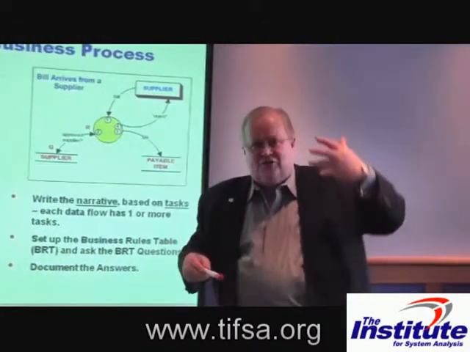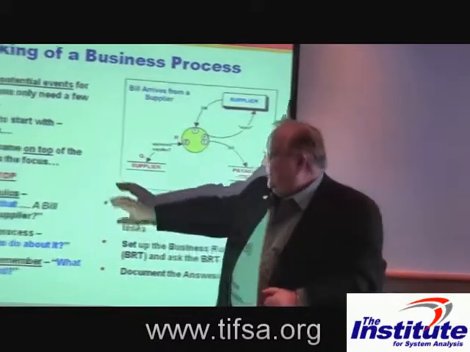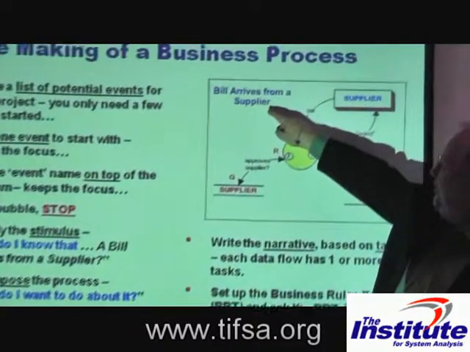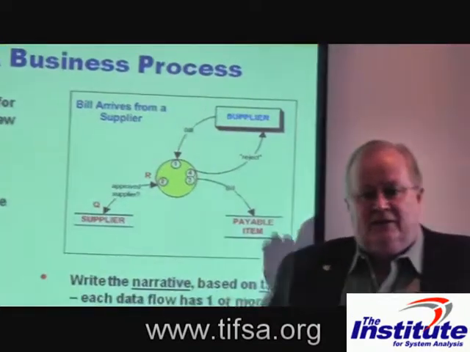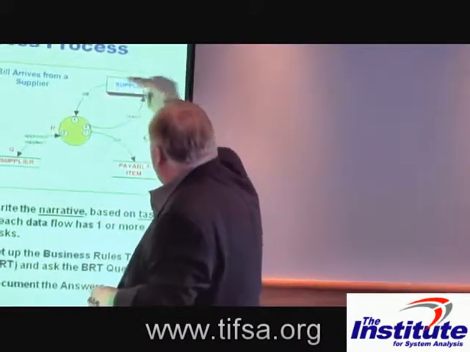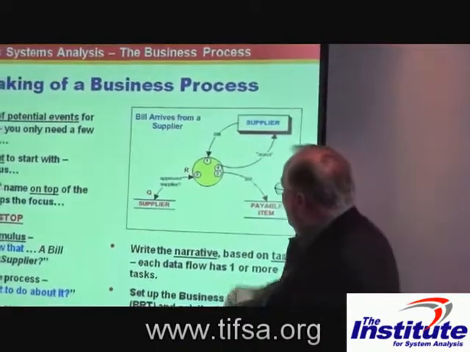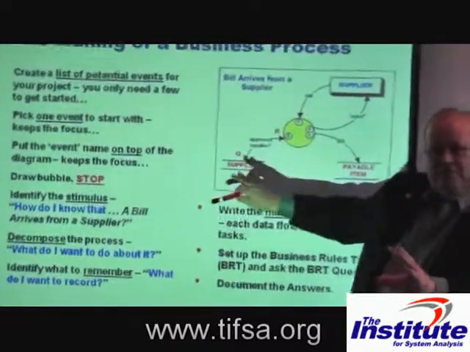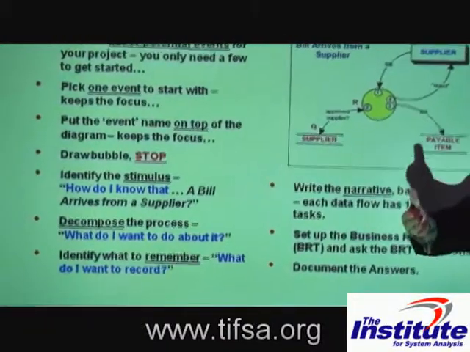The brain likes to get kick-started. So draw the circle and nothing else. Don't label it. And then ask, how do I know that, and then put in the event statement. How do I know that the bill arrives from a supplier? And the answer is I know it arrives from a supplier because we got it. So you can put the supplier in here, and you put data flow, you get the bill from the supplier. Once you have that, so now you have a circle, you have supplier, and you have one data flow. You don't have all this other stuff. And then you can say, okay, now that I know that I've got the bill from the supplier, what do I want to do about that?